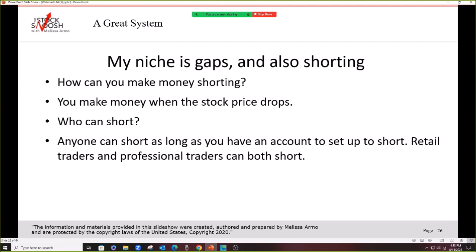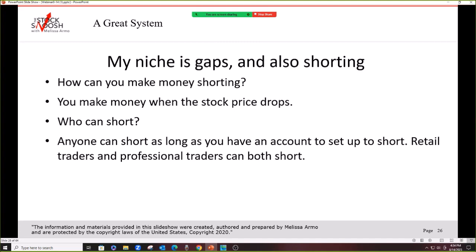Now, if you want to short where you press the button on your keyboard, you have to have a margin account to day trade short in and out, where you short something, get the drop of a dollar, and get out. Anyone can short as long as you have the account set up for it, and you have to call your broker to set it up. Retail traders and professional traders can short. If you don't have 25,000 in a retail account, you may be restricted and can't get in and out every single day as much as you want. Then you can do options, set up a cash account, or have the 25,000 or more, or you can open up what's called a prop account.